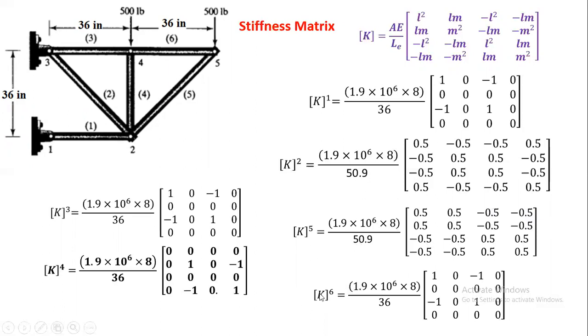Now this is K6. Here K6 is vertical, horizontal. Here cos is 0 and sin is 1. So you will get m square is equal to 1, minus m square is equal to minus 1. Now after calculation of this stiffness matrix, before going to the next step, I will show you how to calculate the stiffness matrices in Scilab.